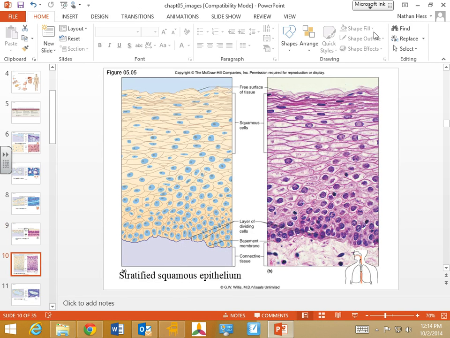Good. So now you get to what I call your typical stratified epithelium. This is stratified squamous epithelium. Okay? So they are showing you this as the lining of your esophagus. The esophagus, of course, is the tube from your mouth to where? Your stomach. Well, okay, your intestines by way of the stomach.